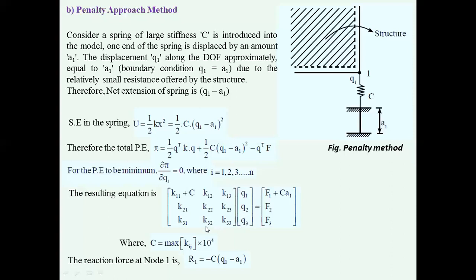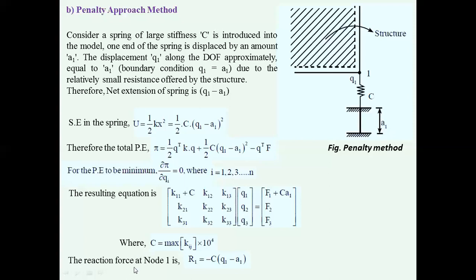The modification is an addition of C to the element of the stiffness matrix, as well as one more addition, C into A1, to the force vector, where C is nothing but the maximum of K of ij into 10 to the power of 4. That is the maximum value present in the stiffness matrix multiplied by 10 to the power of 4, where A1 is the known displacement.